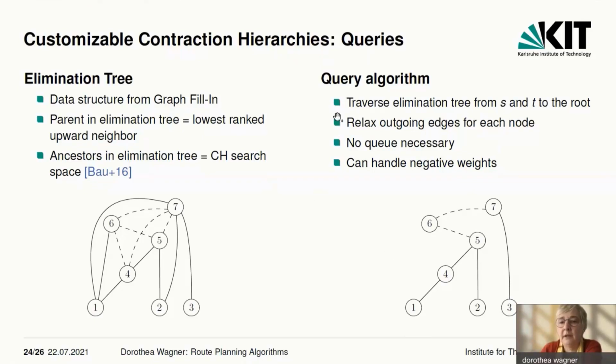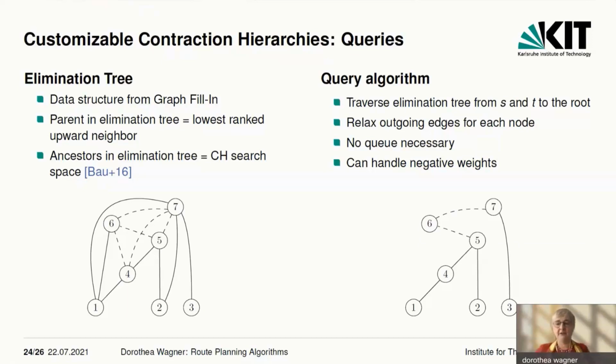And this is just done by traversing this elimination tree from S and from T to the root. So if 1 would be S and 2 would be T, we would just traverse from 1 upward and from 2 upward until we come to the root. So we don't need this data structure priority queue that is used by Dijkstra's algorithm. So no additional data structure, we just can use this elimination tree.